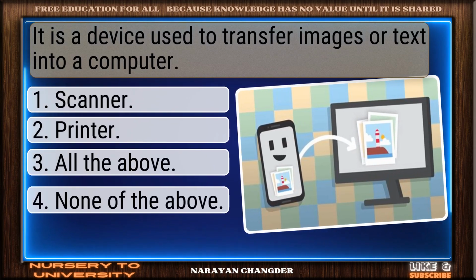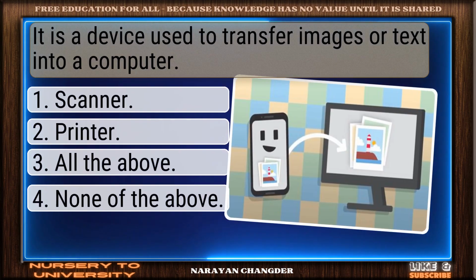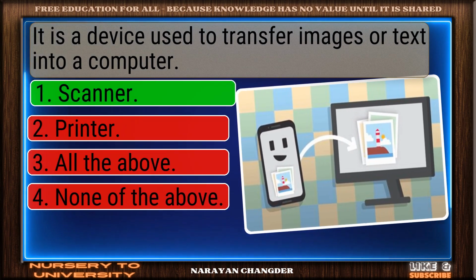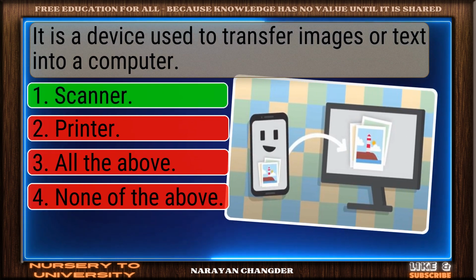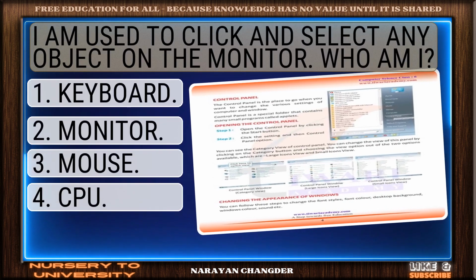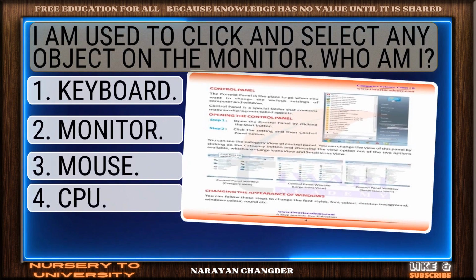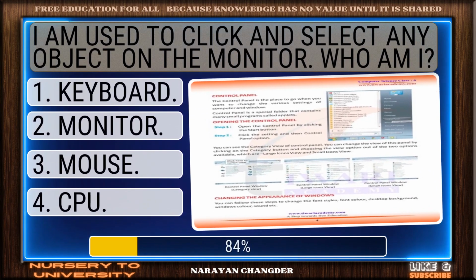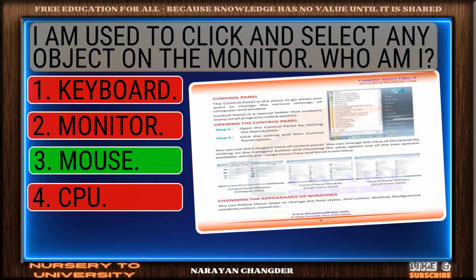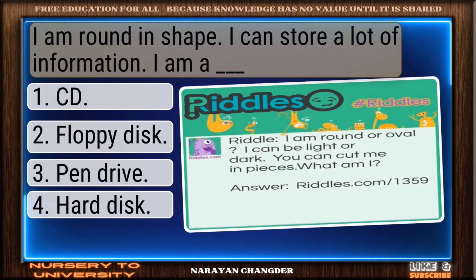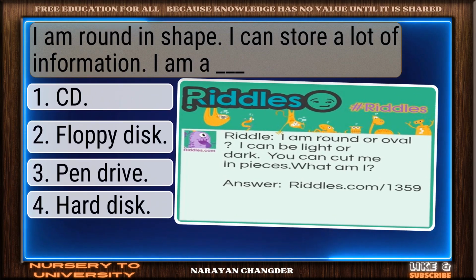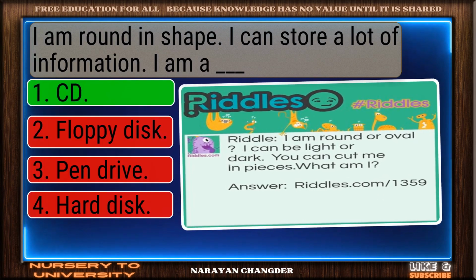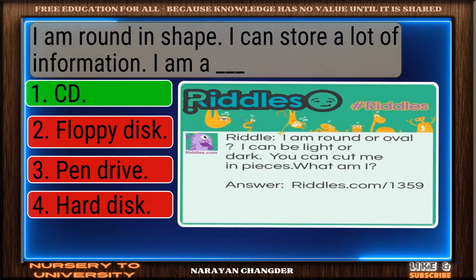It is a device used to transfer images or text into a computer. Smart pick. Scanner is the correct choice. I am used to click and select any object on the monitor. Who am I? Exactly. Mouse makes sense. I am round in shape. I can store a lot of information. I am a dash. You got it. Your choice CD is right.